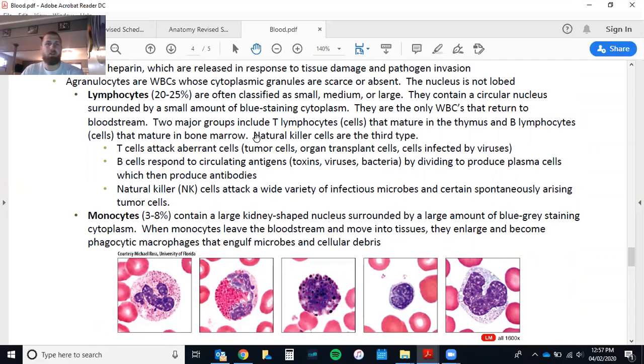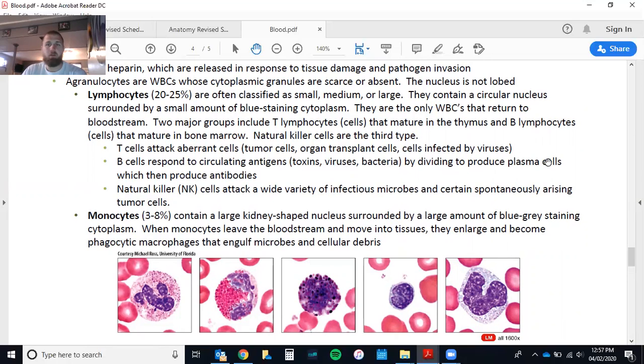Okay. There's a 3rd type, natural killer cells. They sound kind of cool, but they're not nearly as cool as their name indicates. But they do attack a wide variety of infectious microbes and certain spontaneously arising tumor cells. T cells attack any what we call aberrant cell, which just means abnormal cell. So things like tumor cells, organ transplant cells, cells infected by viruses. And B cells respond to circulating antigens like toxins, viruses, and bacteria.